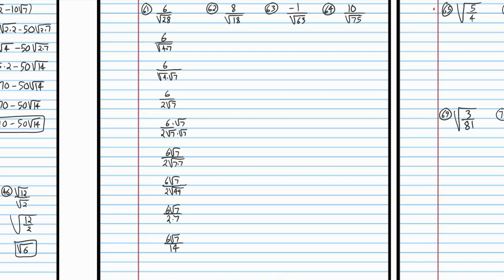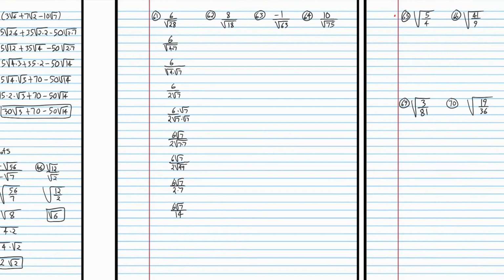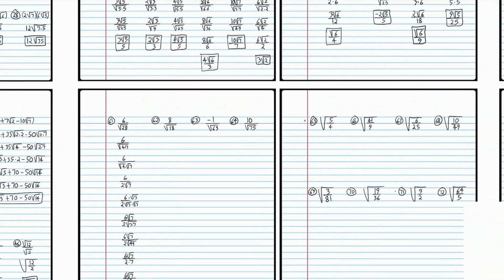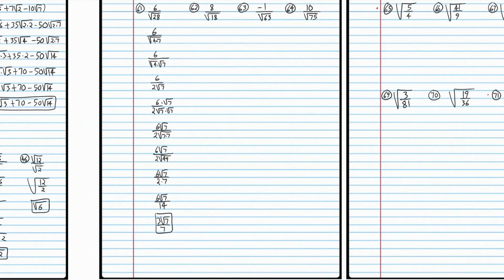The only problem is we can reduce that fraction. Sorry if the page is a little too far zoomed out there. 6 over 14, divide both by 2, and you get 3 over 7. So 3 root 7 over 7. So we got 3 root 7 over 7.